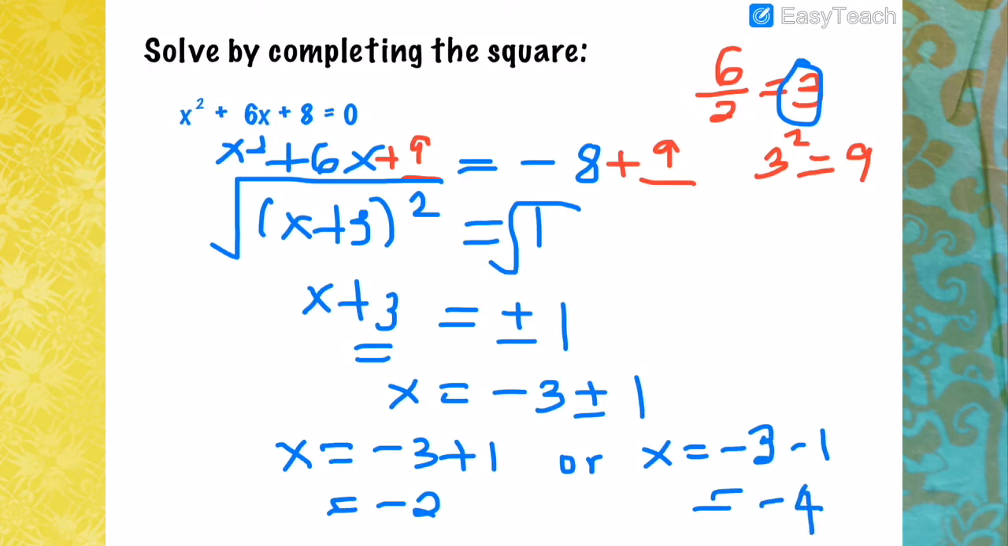Therefore, the possible values of x in the equation x squared plus 6x plus 8 to make this true, which is equal to 0, could be negative 2 or negative 4.